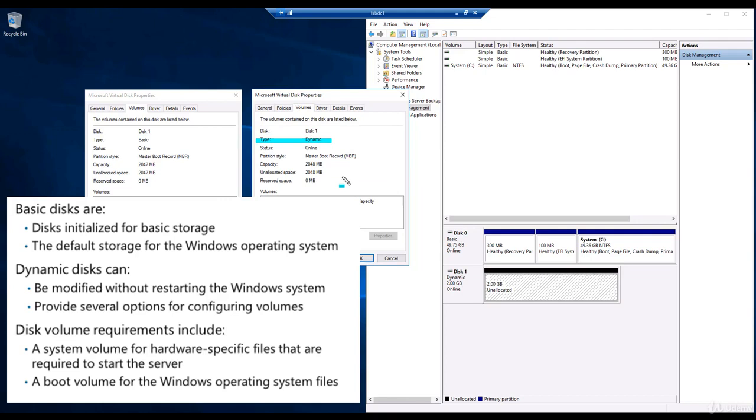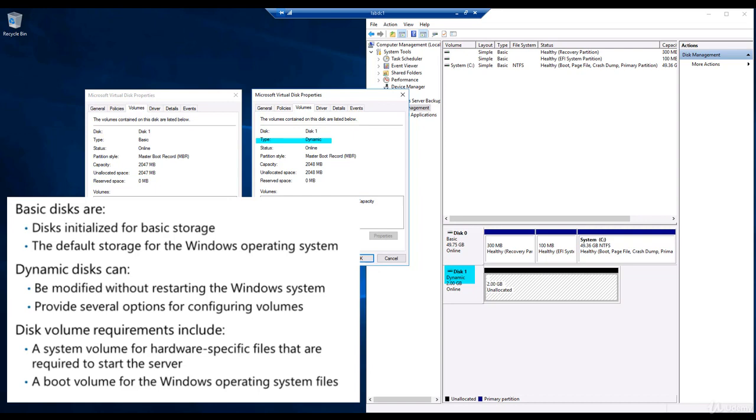There is no performance gain when you convert basic disks to dynamic disks, and some programs cannot address data that is stored on dynamic disks. For these reasons, most administrators do not convert basic disks to dynamic disks, unless they need to use some of the additional volume configuration options that dynamic disks provide.